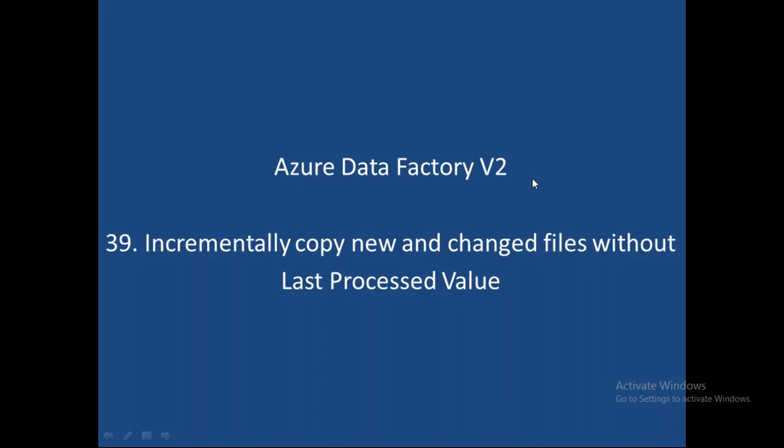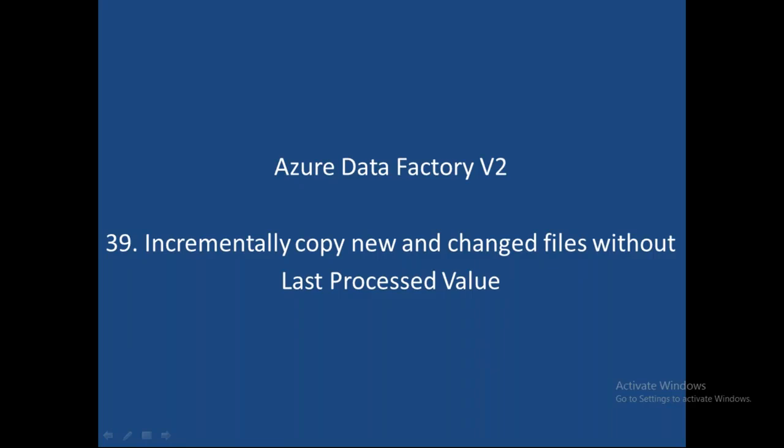This last processed value means till what date we have already copied into our destination, our target, from our source. That particular date we keep in a metadata table. From the metadata table we identify till what date we have already copied. From that particular day onward, whatever files came, we pick and load into the target. That's what we are doing. But there we have some clue.